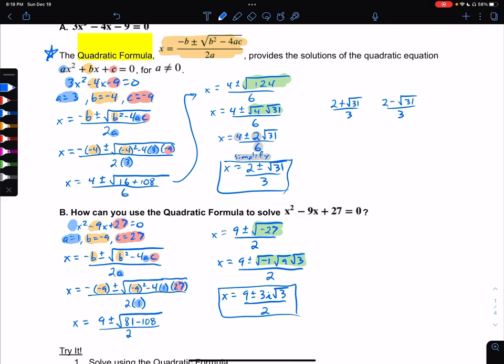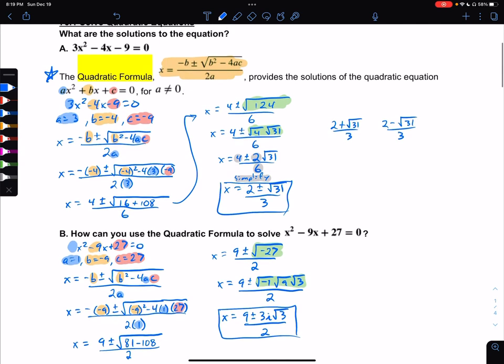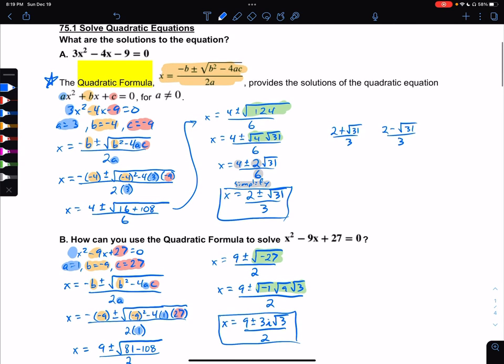So hopefully just watching these two examples gives you a pretty good idea of how to use the quadratic formula. Again, the nice thing about the quadratic formula is it always works for quadratic equations. You just have to make sure the equation is set equal to 0, and then be very careful substituting your a, b, and c values in. If you're careful with it, you should get these correct.